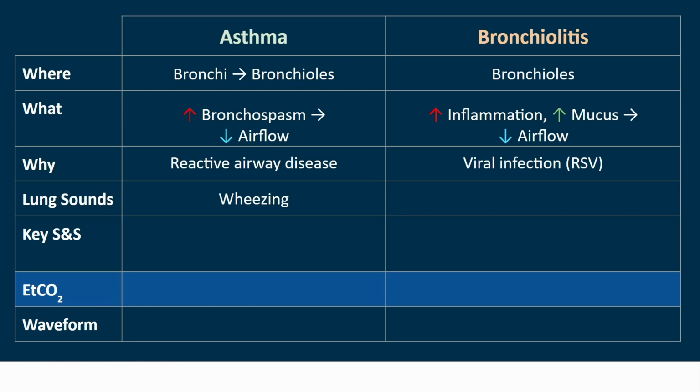What about crackles? Couldn't there be secretions? Absolutely. If you asked, do I expect to hear crackles in an asthma attack, I would say no. Can you get secretions in there? Sure. And inflammation and these kinds of things, sure.